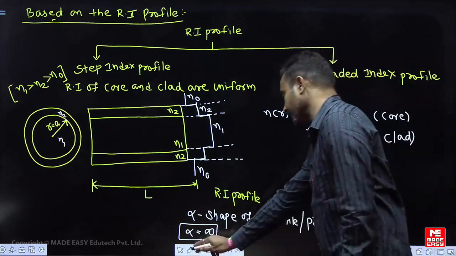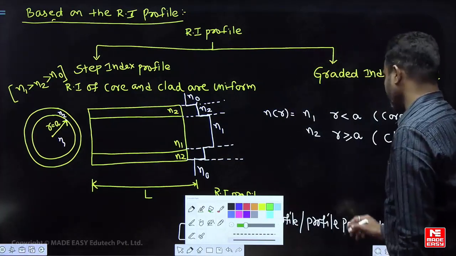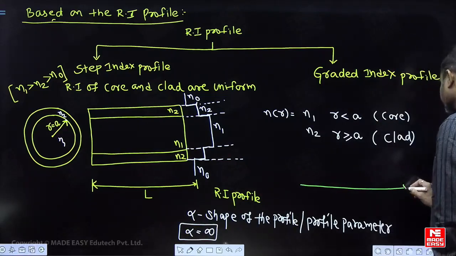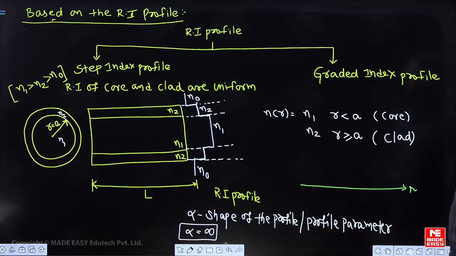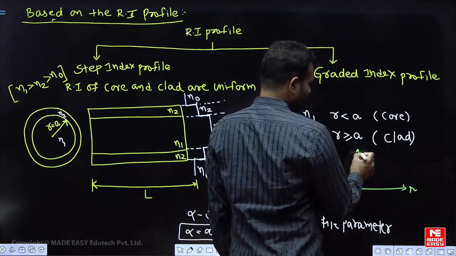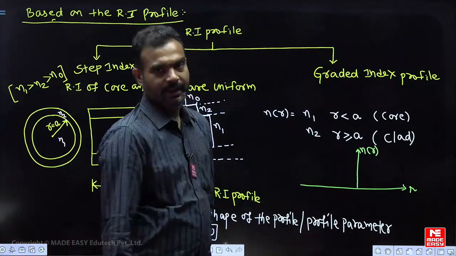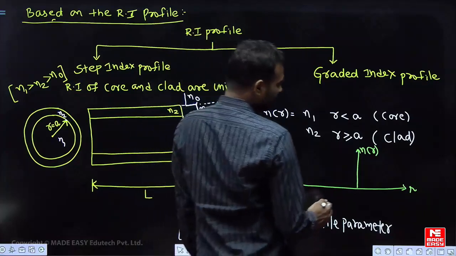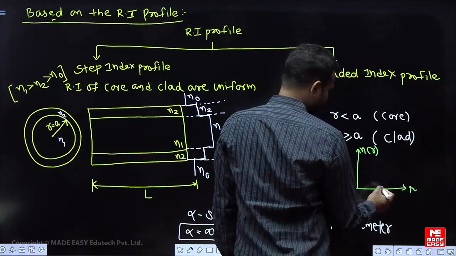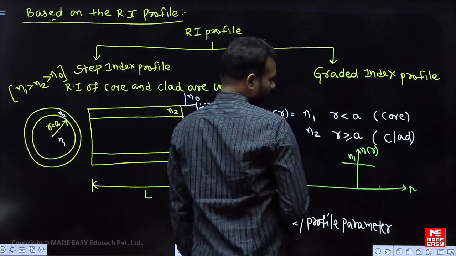So the next point I need to tell you is about the diagram of the profile. Look, this is called the profile diagram. It is called R. I hope everybody in the class understood this. N of R, the refractive index. When R is less than A, see here, I am writing that when the R value is less than A, I can take this value as equal to N1.